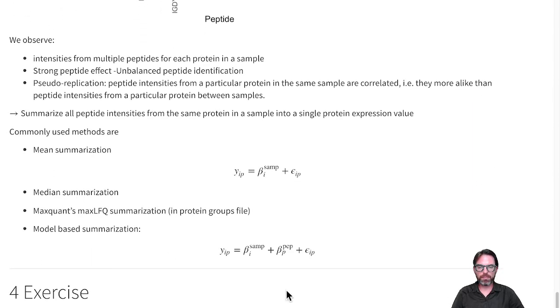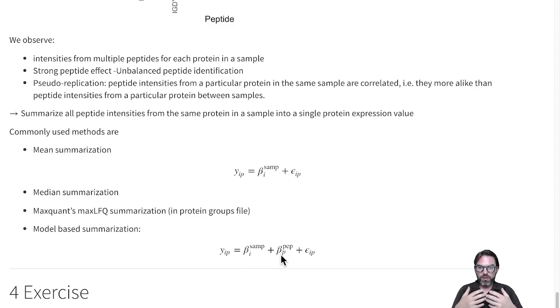How can we do that? We can do that with a model. We model the log2 transformed intensities for sample i and peptide p with a sample-specific effect, the summary that we will use at the protein level. We will now estimate that summary while correcting for the fact that we have peptides from different peptide species, so we will also estimate the peptide effect. And then we will have a sample average that is corrected for peptide species.